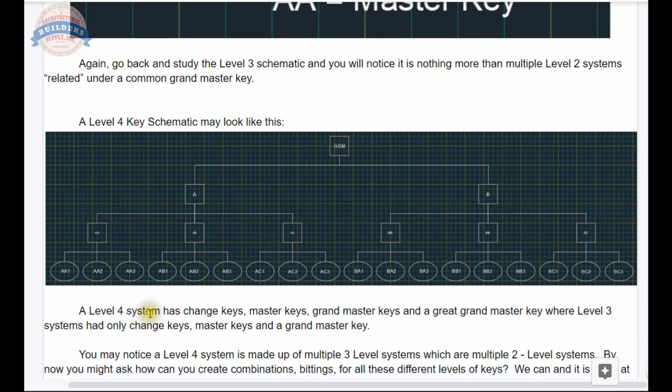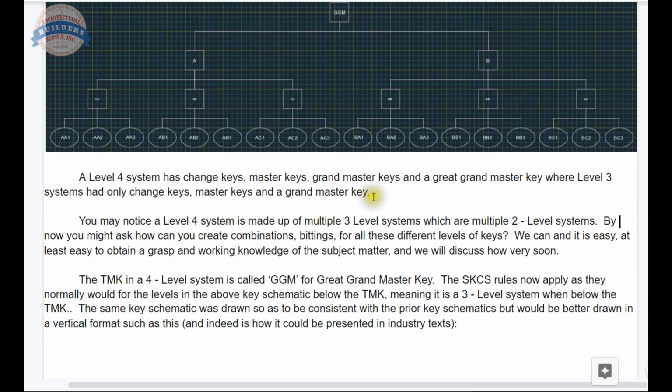A level 4 system has change keys, master keys, grandmaster keys, and a great grandmaster key. Where level 3 systems had only change keys, master keys, and a grandmaster. The great grandmaster is literally called GGM. You may notice a level 4 system is made up of multiple 3-level systems, which are multiple 2-level systems.